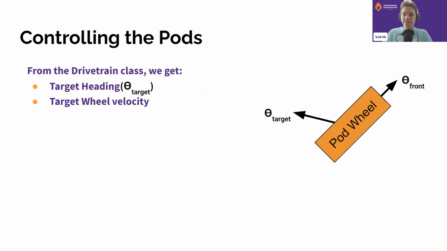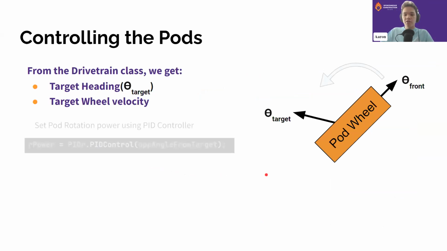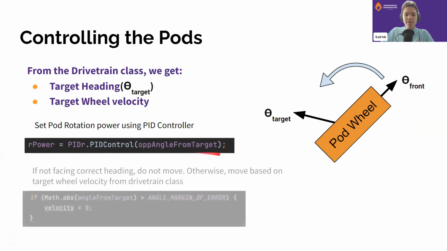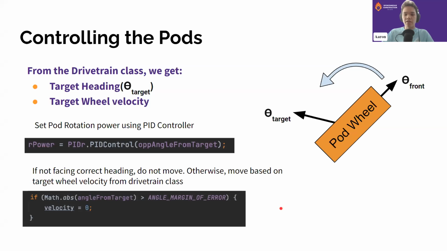What logic goes behind actually making the pod move at that angle and power? First of all, we can use a PID controller to control the heading of it. So basically just passing the R power, which is the value we'll use to represent the power needed for rotation, to a PID controller, which will take in the angle, or basically the error, to turn to the left to face the target. And then we tell it to move if it's close to the target.